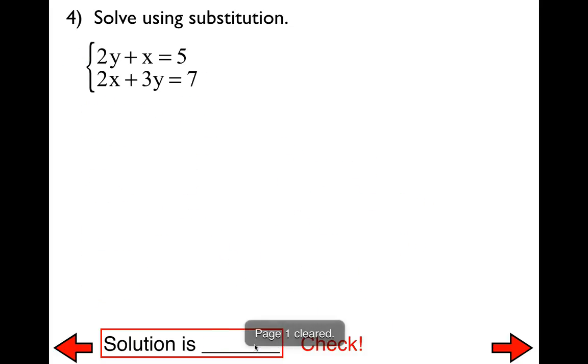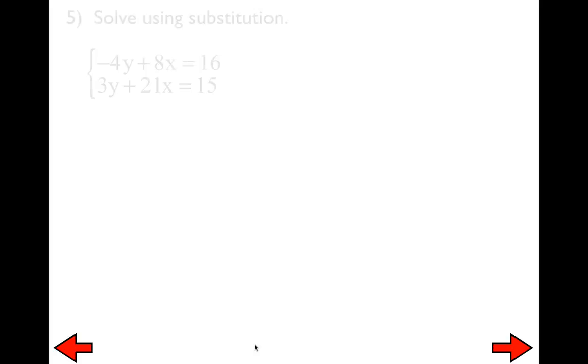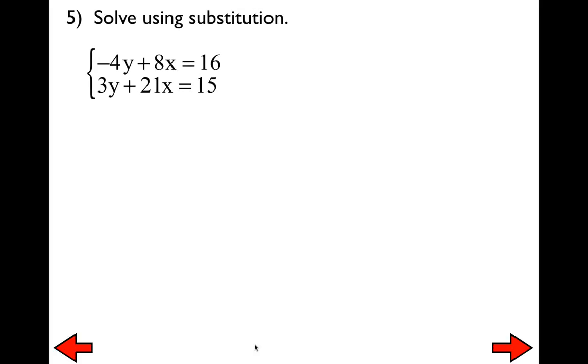So now for the big kahuna, let's try number 5. What I'm going to have you do is go ahead and pause the video and choose whatever method you'd like to solve for number 5. Okay, so let's see how you did.